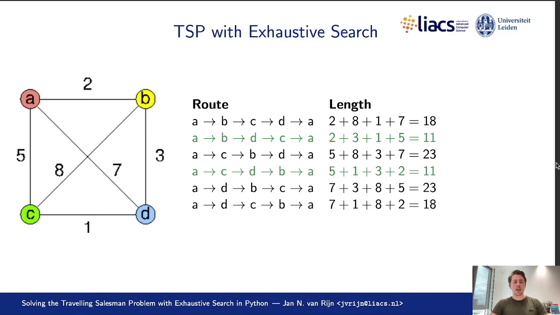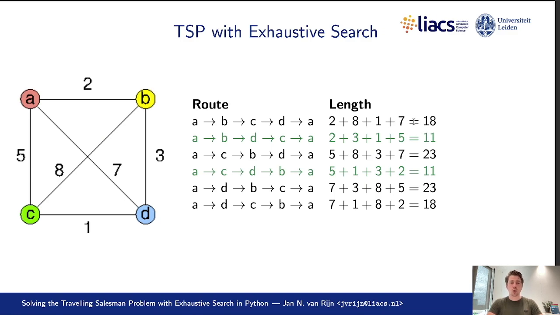And here we see some possible routes that could be a solution to this instance of the traveling salesman problem. We see the route starting in A, going to B, going to C, going to D, going back to A, which would cost in this case 18 units, maybe kilometers, maybe euros, maybe minutes or something like that. And we see also some other solutions. For example, A, B, D, C, A is in this case the fastest, which costs 11 units.